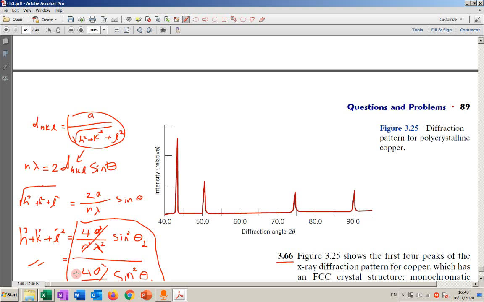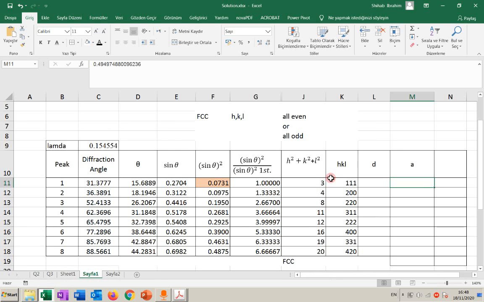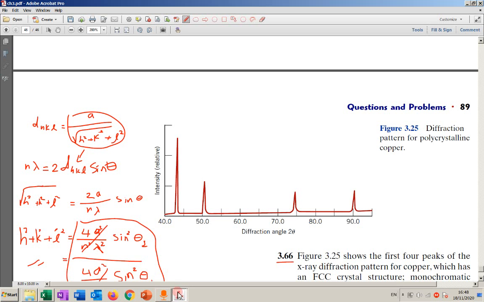But remember, I need the calculation for one peak. For example, you found sine squared, those things. For one of them you can show it to me. For one peak, I need the equations, and the rest of them you can fill in the table easily. Now, finding D: if I want to find DHKL, I can use this equation here.